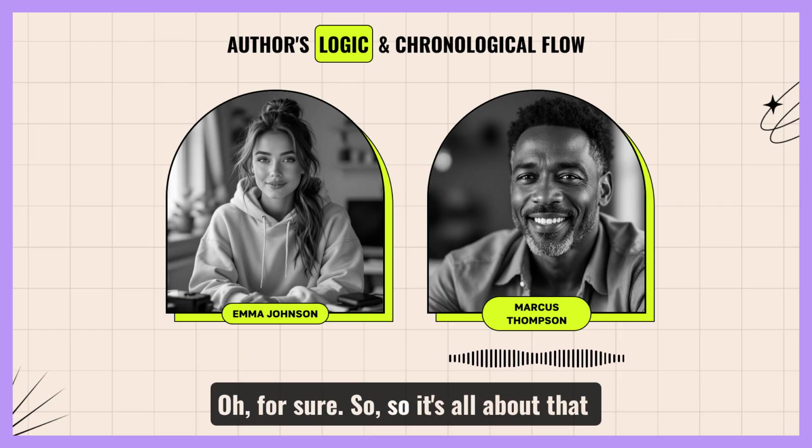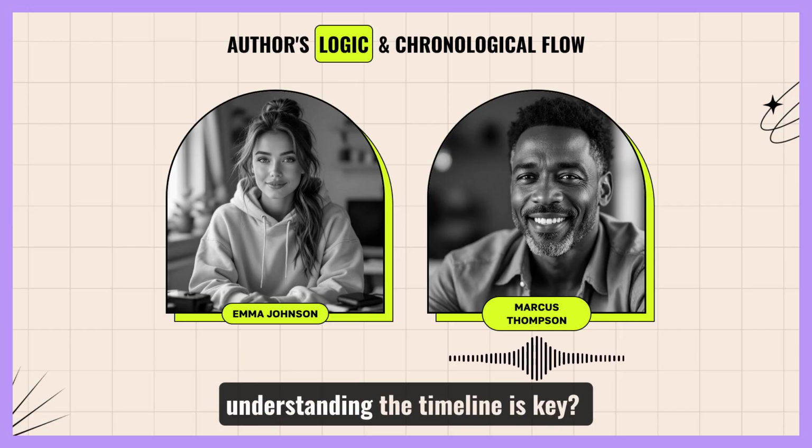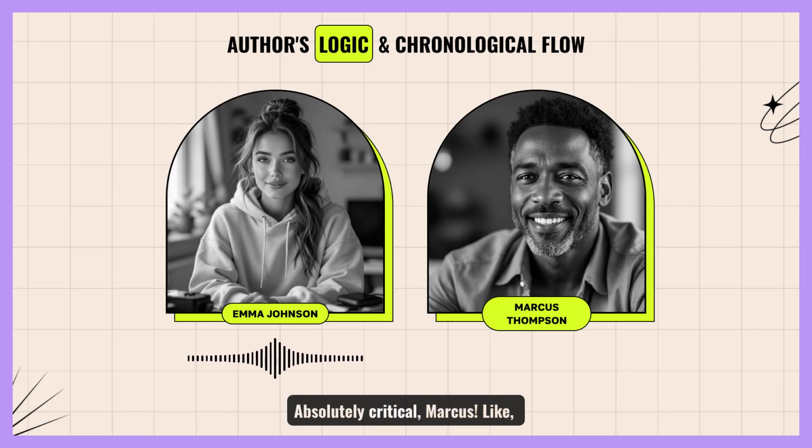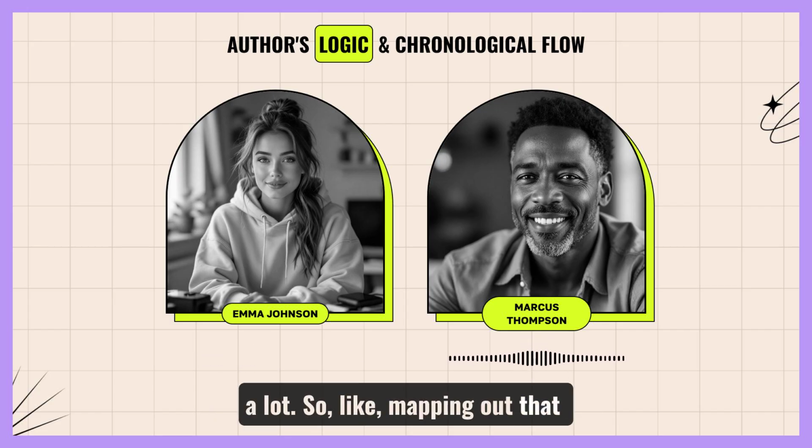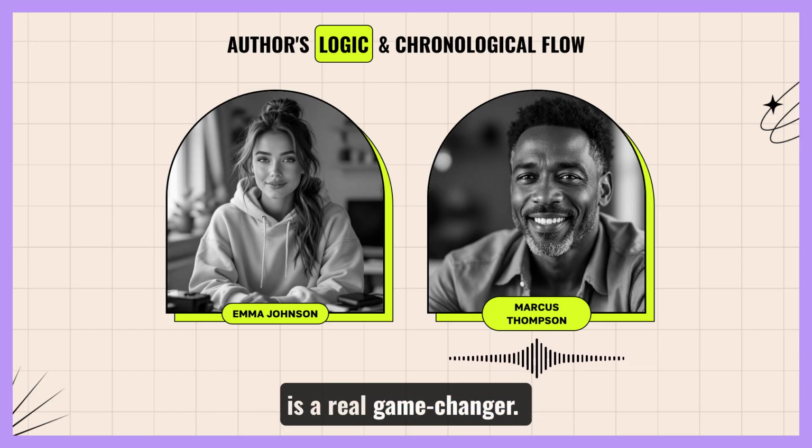Oh, for sure. So it's all about that chronological flow then, like understanding the timeline is key. Absolutely critical, Marcus. Totally critical. The structure here is really chronological. First, we've got oral transmission, right? Then it moves to early writing systems, then alphabetic writing and printing, and then it brings us right up to digital communication. Understanding that specific timeline, how it progresses, is just fundamental for nailing, I'd say, honestly, half the questions correctly. If you miss that, you're going to struggle. Wow, half the questions, that's a lot. So mapping out that progression, even quickly in your head, is a real game changer.